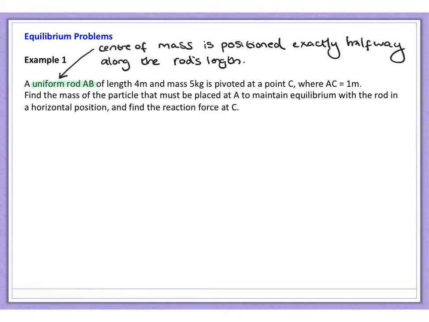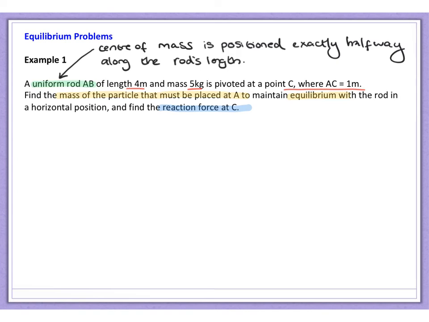Now, we know the rod has a length of 4 meters and a mass of 5 kilograms, and it's pivoted at a point C where AC equals 1 meter. We have 2 tasks here. We have to find the mass of the particle that must be placed at A so that we maintain equilibrium with the rod in a horizontal position, and we must also find the reaction force at C.